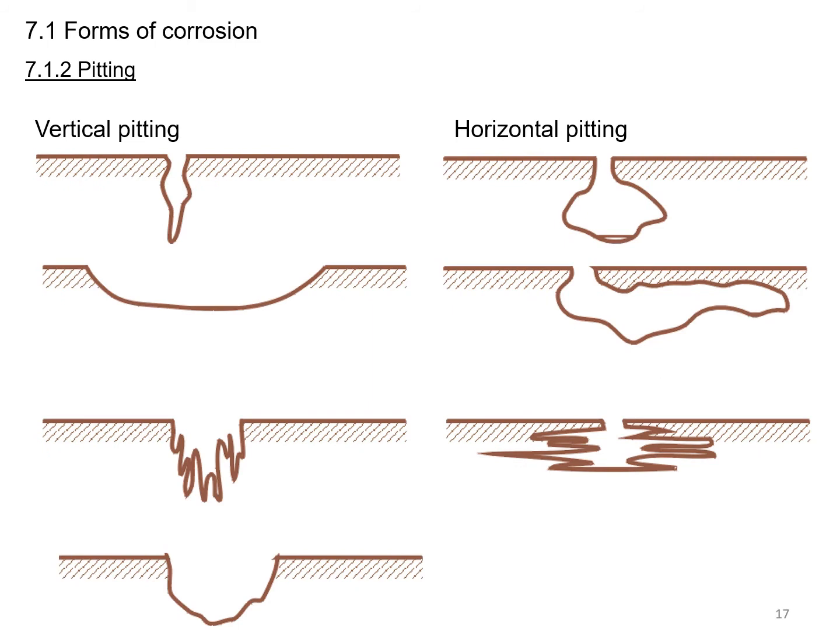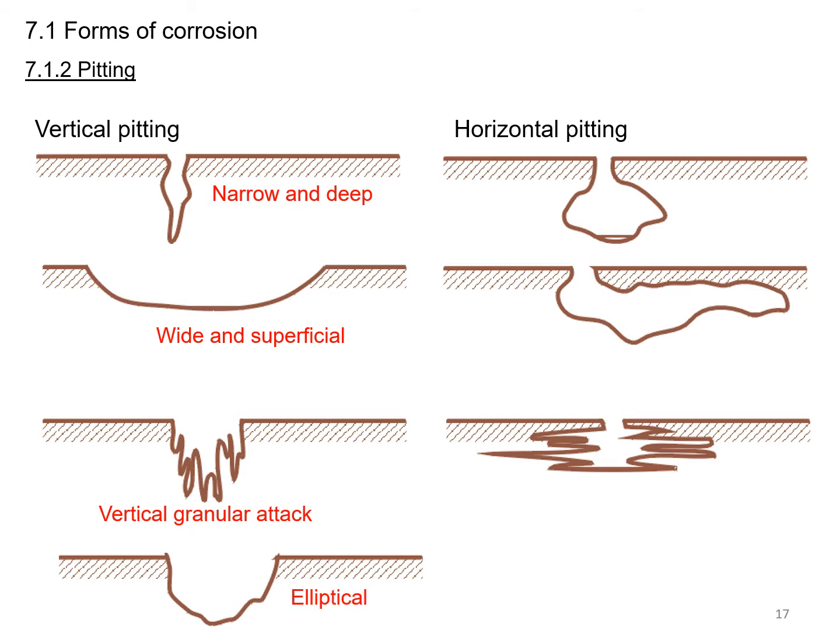Now, here are some examples of pitting corrosion. First, on the left, we have the vertical pitting. On the right, we have the horizontal pitting. So we'll start with the vertical. It can be narrow and deep, quite difficult to find during an inspection because the opening sometimes is quite small. Wide and superficial is a little bit easier to find. Vertical granular attack. By granular, we mean it's not the entire material that is eaten away by corrosion, but some elements of the alloy. It can also be elliptical.